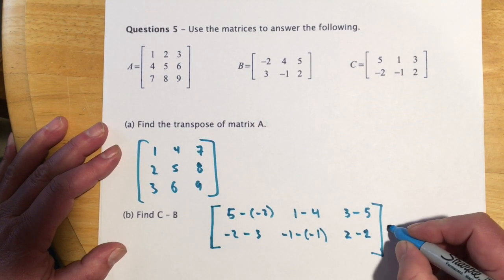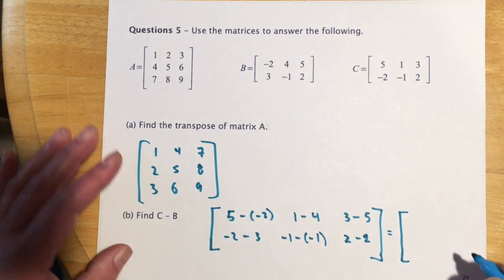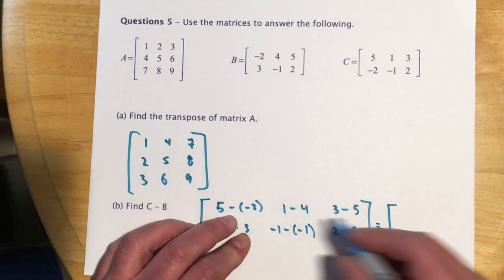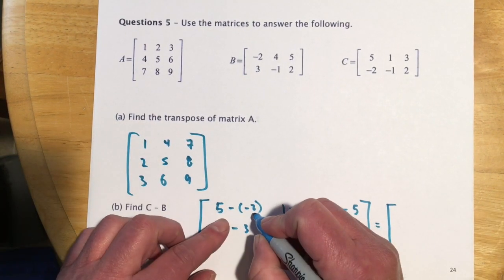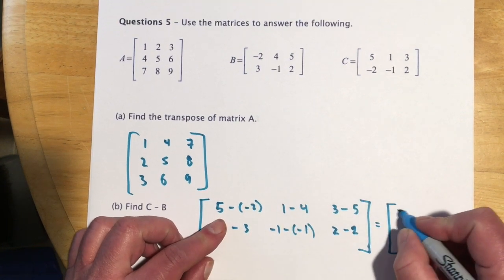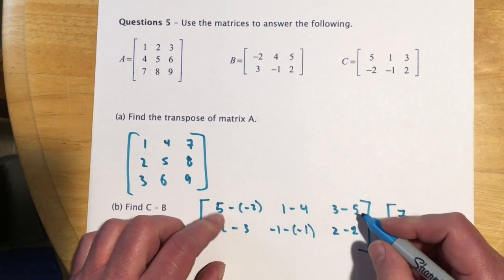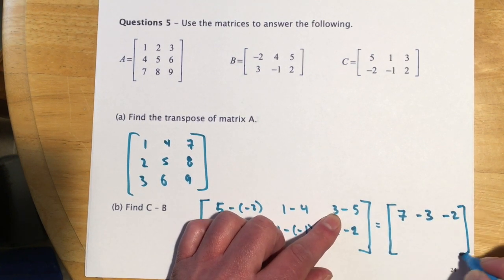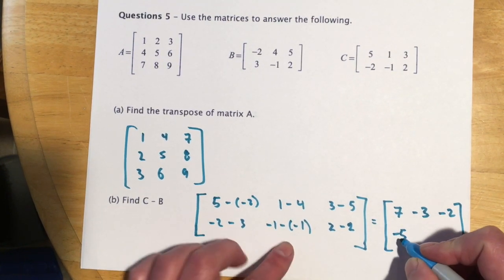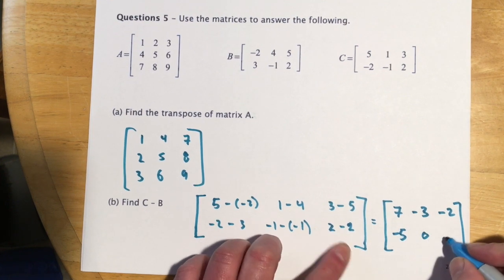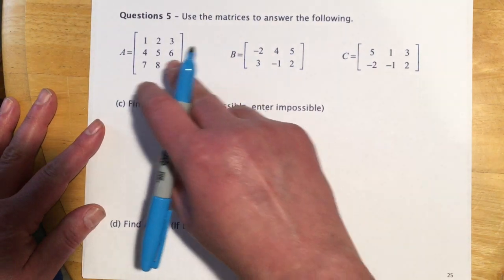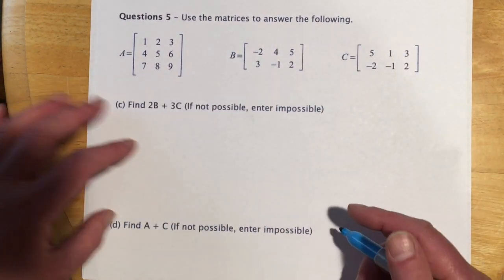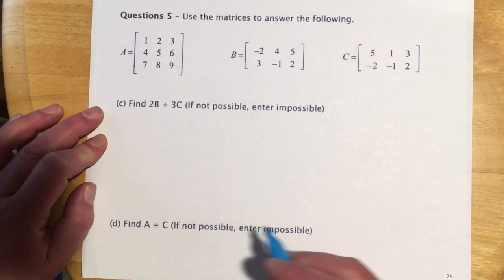And so then if I put all that together, let's see if we can squish it over here. This will be, if I can read my handwriting, that's a 2. So 7, and then -3, -2, and -5, that's 0, and that would be 0. Same matrices, I just copied them onto this page for convenience, so parts C and D.